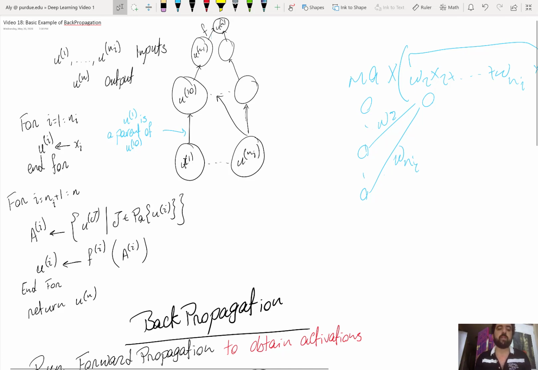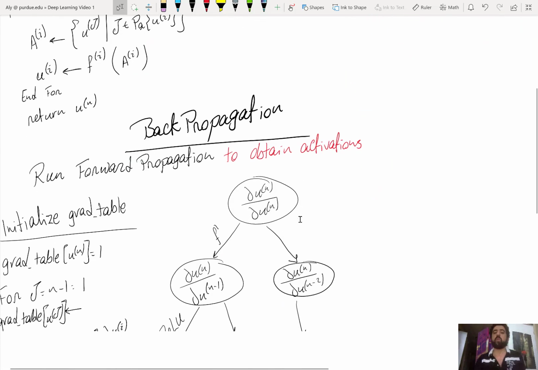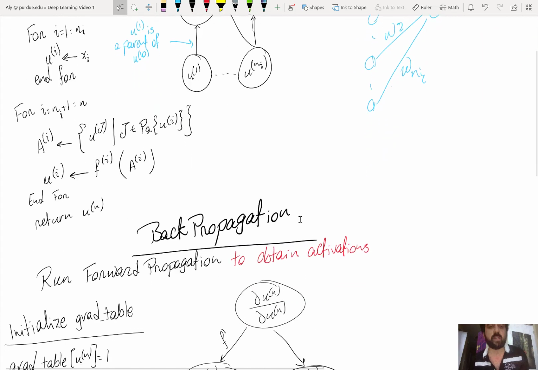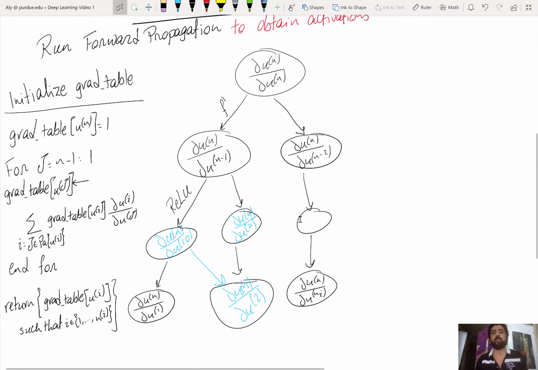So a parent here, for example, u1 is a parent of u10. A vertex in the computational graph corresponds to an operation, and a parent is an operand of that operation. So that operation is computed as a function of its operands, as a function of its parents. And then ui is computed as a function of the parents of i. Now, this is the forward propagation step. Let's see the backward propagation step in that simple example.